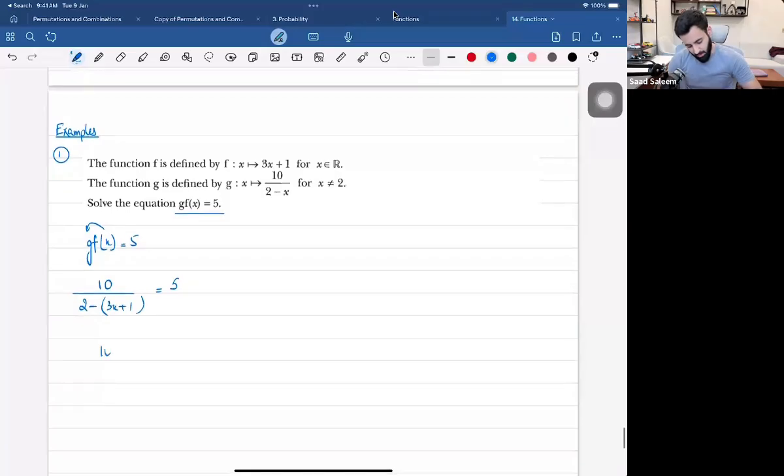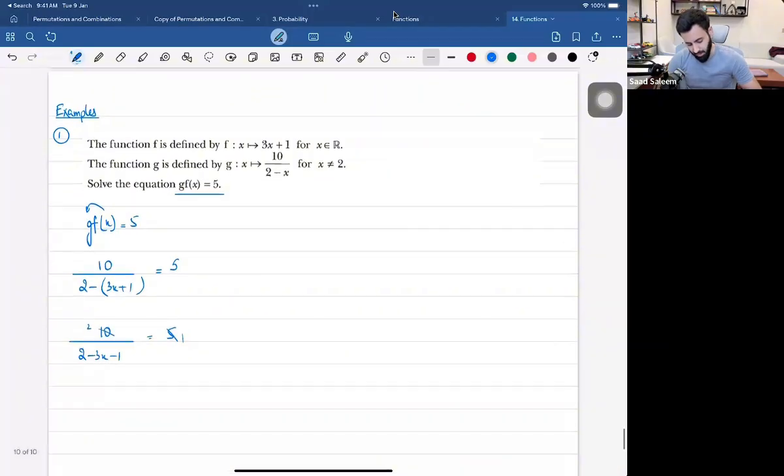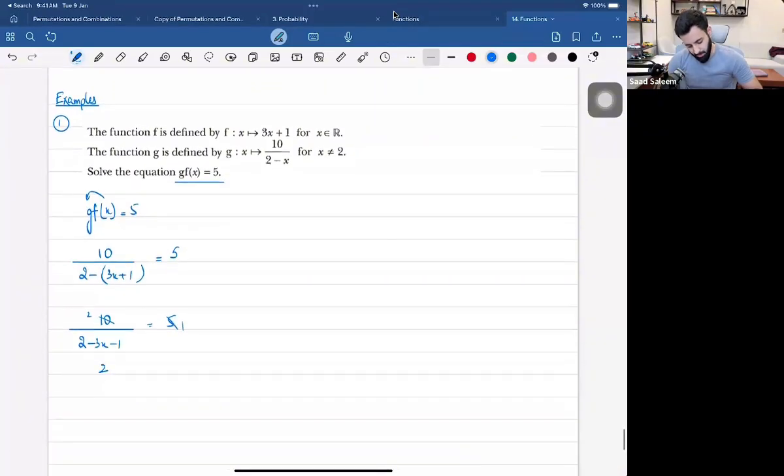So we have 10 upon 2 minus 3x minus 1 equals to 5. Now remember, you can always simplify across the equals to sign. So 5 ones are 5, 5 twos are 10. And then simplify before you cross multiply.